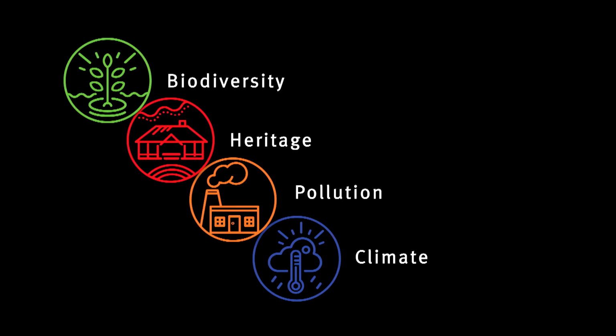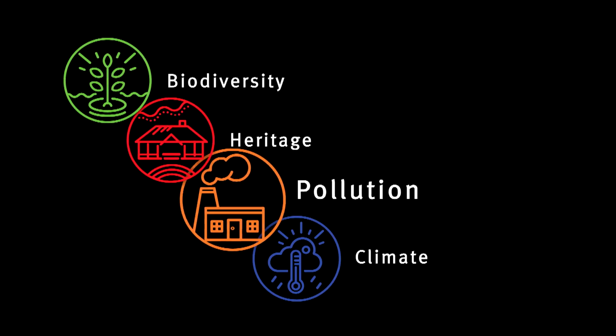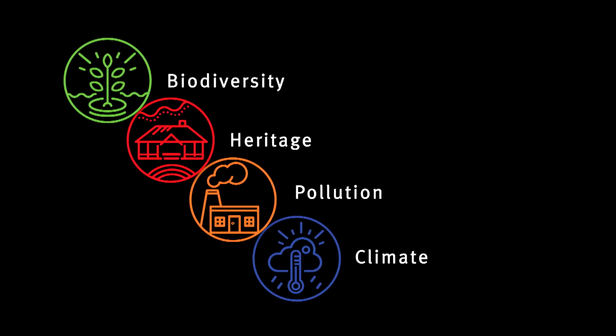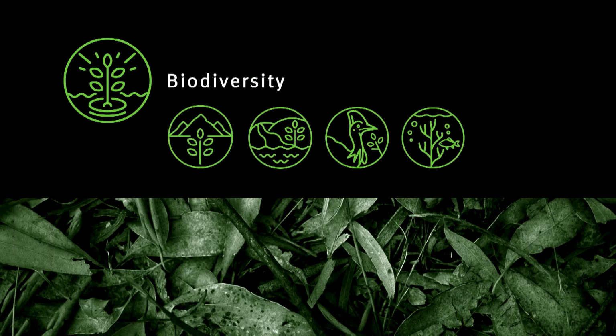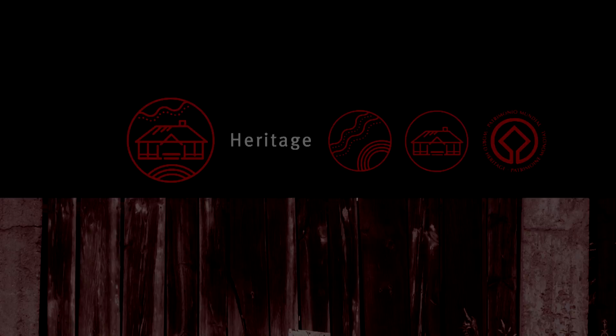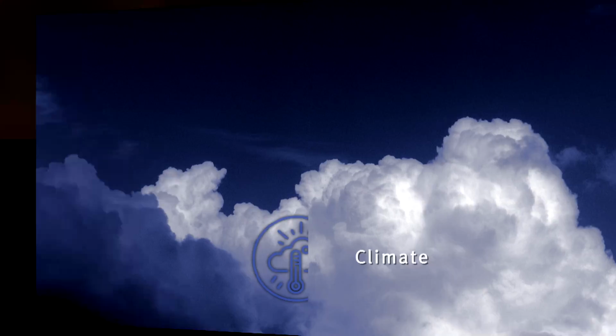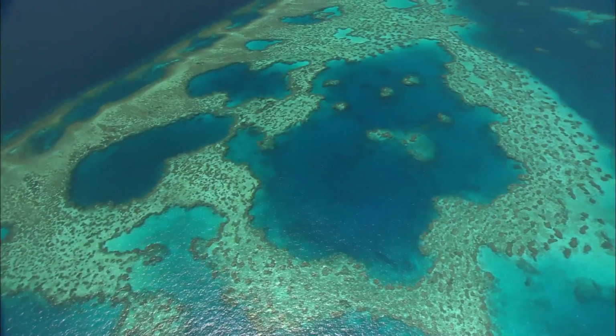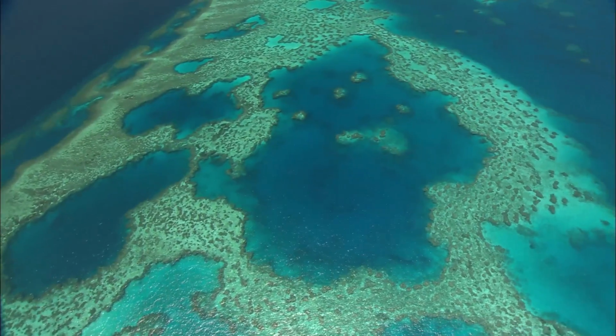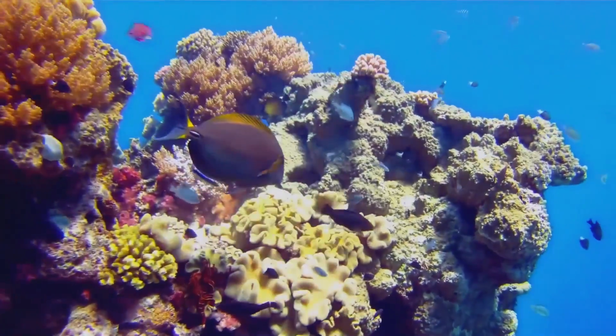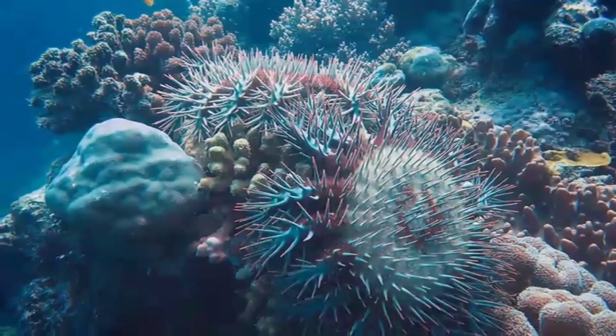To provide the comprehensive level of reporting required, each of these themes is divided into sub-themes. Biodiversity has 4 sub-themes. Heritage has 3, pollution has 4, and climate has 2. Each of these sub-themes reports on the extent and condition of that particular environmental asset and the key pressures it faces.